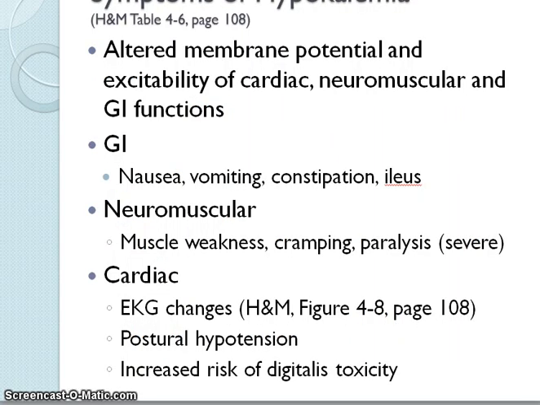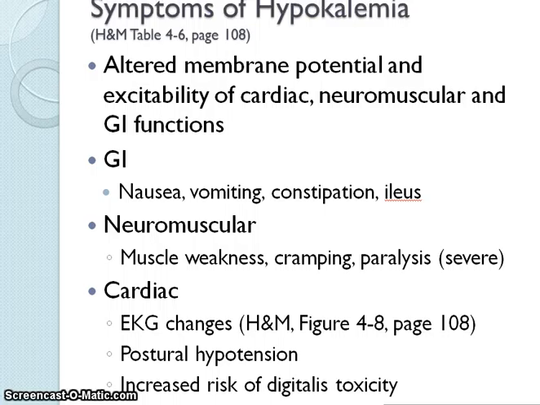Right, when we look at hypokalemia, it's going to cause issues with the signals between our muscles and our nerves. Potassium is needed for that membrane potential to occur, if you remember back from anatomy and physiology, in order for a muscle contraction to be done properly. So it changes the excitability of our cardiac, neuromuscular, and GI functions.